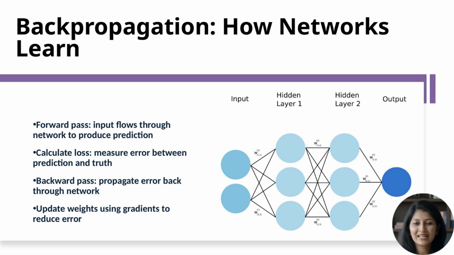We nudge each weight slightly in the direction that reduces loss. The learning rate controls the size of these nudges. Repeat this millions of times over millions of examples, and the network gradually learns to make better predictions. This is gradient descent applied to neural networks. Backpropagation makes it computationally feasible for deep networks.